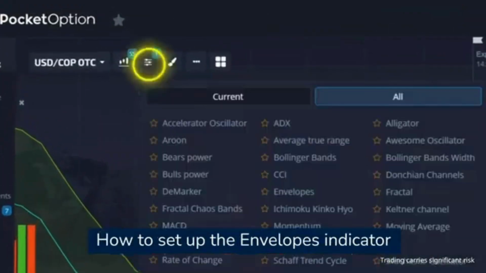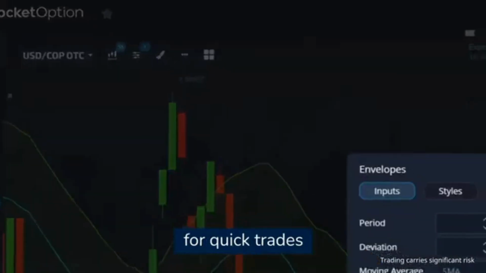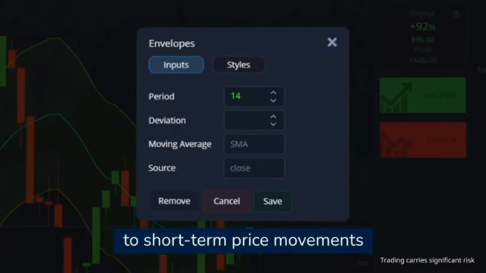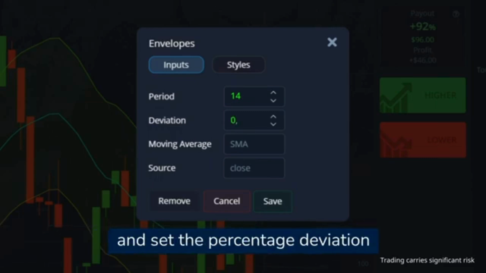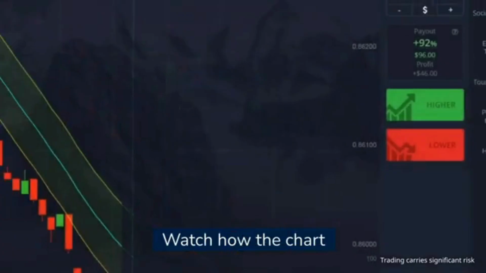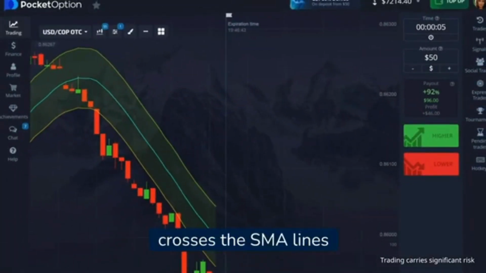How to set up the envelopes indicator for quick trades. Set the period to 14 to make the indicator more sensitive to short-term price movements, and set the percentage deviation at 0.05%. Watch how the chart crosses the SMA lines.